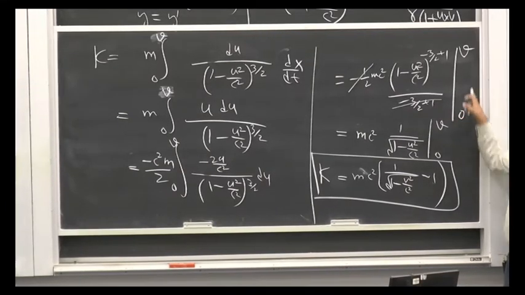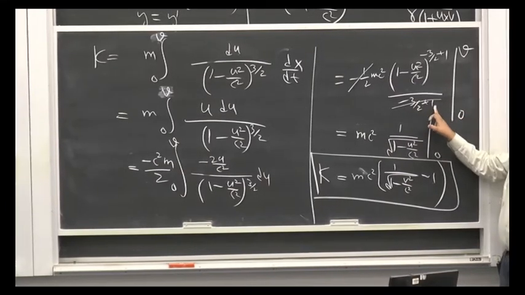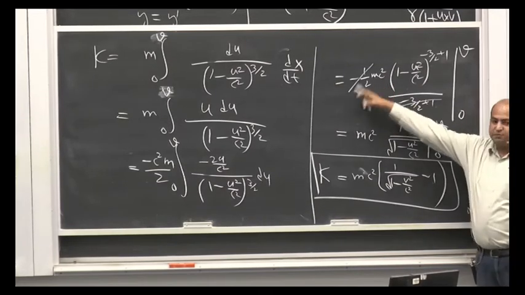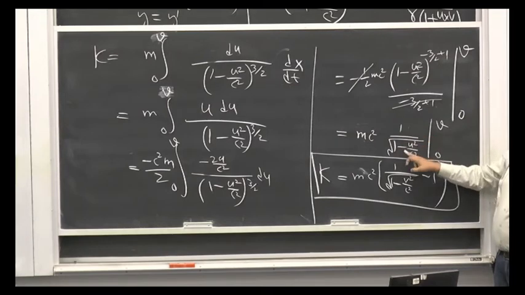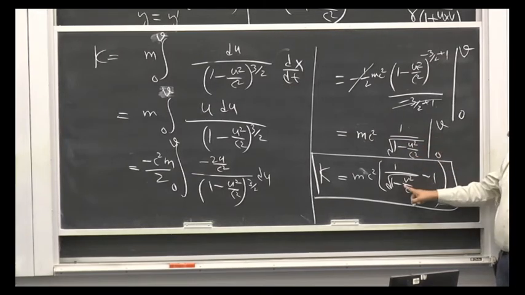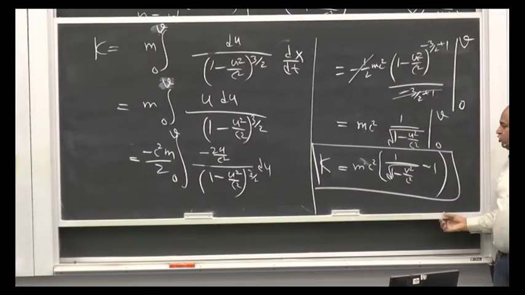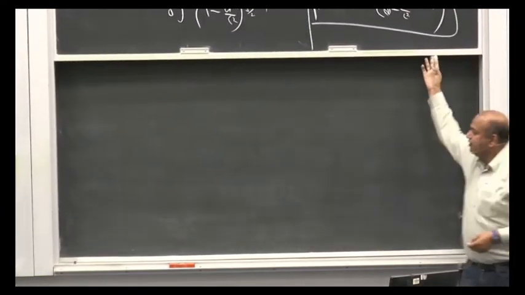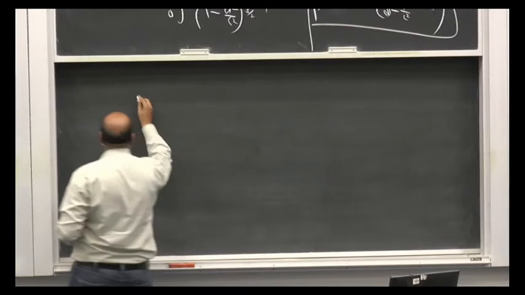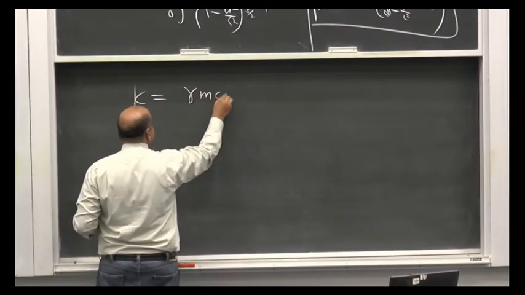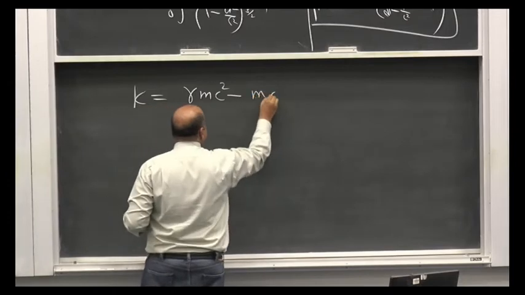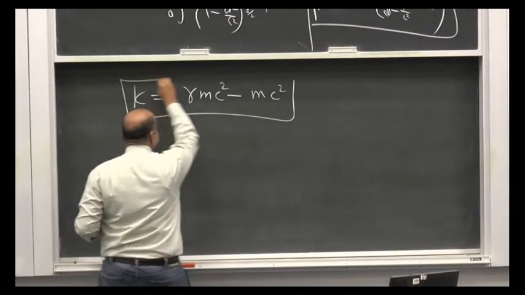So the limit is 0 to v. So this is minus half. So this minus half cancels with minus half mc square. ये भी minus half है तो इसको मैंने 1 over कर दिया. अब पहले लिमिट v पुट की फिर लिमिट 0 पुट की. अब इसको थोड़ा सा यूं करके लिखते हैं. So the kinetic energy is gamma mc square minus mc square.